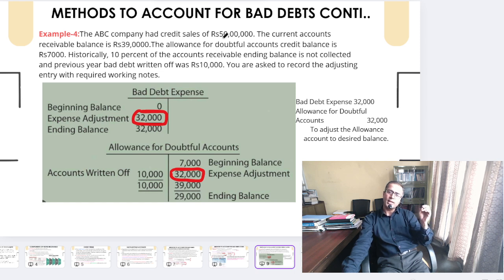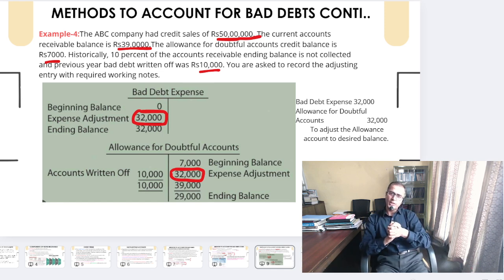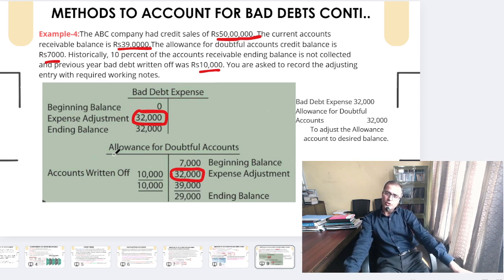ABC company has 50 lakh in credit sales, right? However, out of this, the current accounts receivable is 39 lakh, and the allowance for doubtful accounts has a credit balance of 7,000. Historically, 10% of the accounts receivable ending balance is not collected, and we have bad debt written off of 10,000. Now you are asked to prepare the adjusting entry with required working notes. As I explained earlier, it would be good to prepare your T accounts like this.